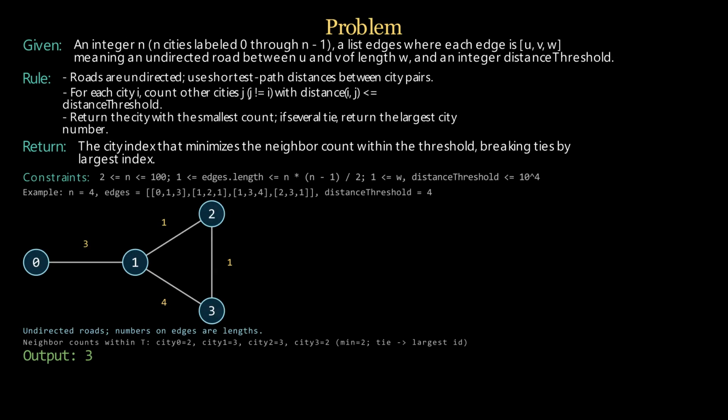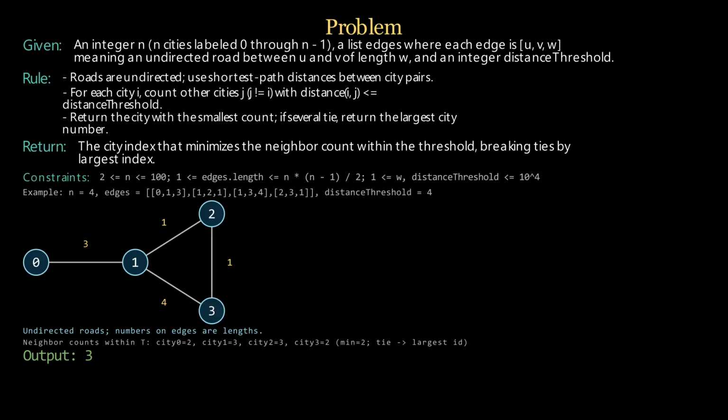An integer n cities labeled 0 through n minus 1, a list edges where each edge is u, v, w, meaning an undirected road between u and v of length w, and an integer distance threshold. Rule: roads are undirected. For each city, count how many other cities lie within the distance threshold using shortest paths. If there is a tie on that count, pick the larger city number. The answer is the city index that minimizes the neighbor count within the threshold, breaking ties by largest index.